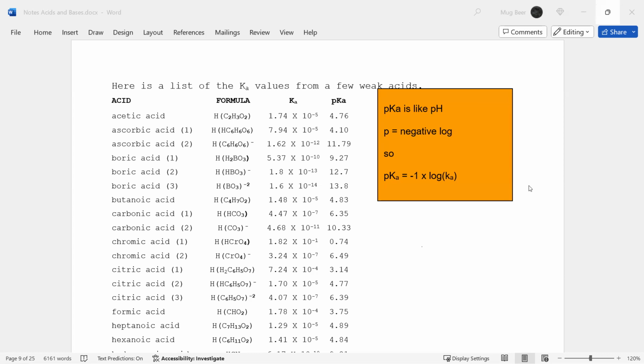How come there's two things up here for ascorbic acid, which is vitamin C? Yeah. It's diprotic. Two H's can come off. So vitamin C has two acidic H's. One of the reasons that it's super sour.